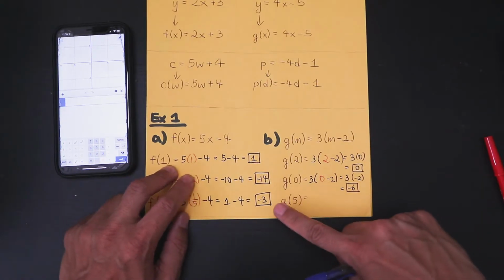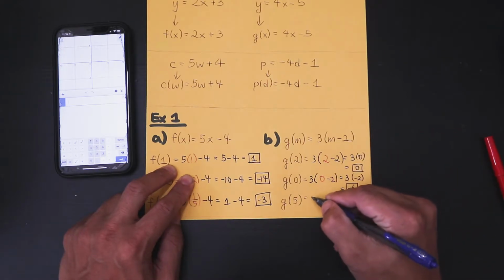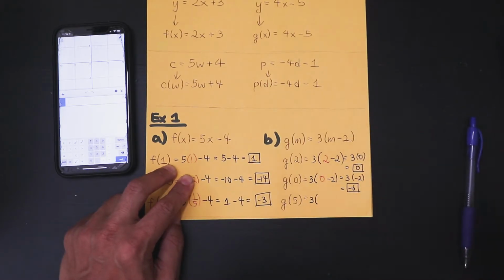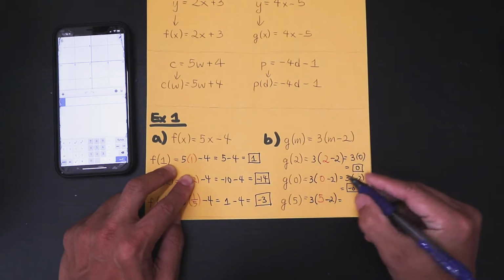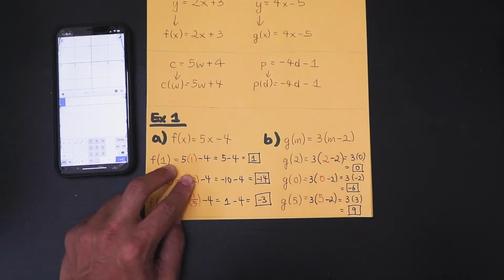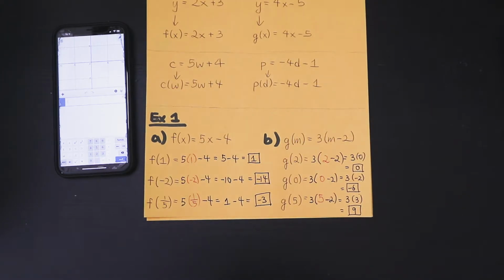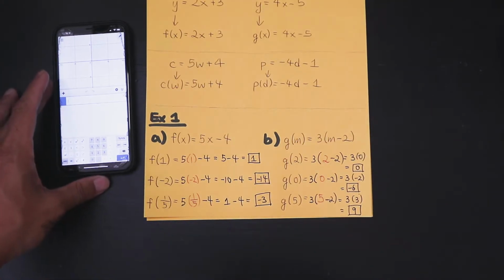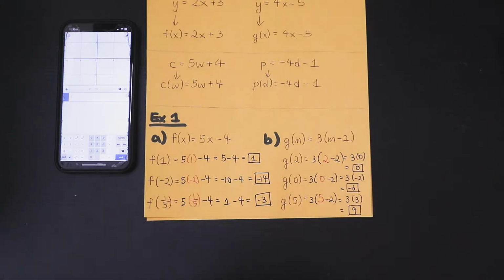Let's try one more. What about g of 5? That means when m is 5, what is the output? So you rewrite the function again. So 3 times 5 minus 2. So 5 minus 2 is 3, and then 3 times 3 is 9. So when the input is 5 for this function, your output is 9. So that's how you find the output, find the answers when you're given independent variables in function notation.